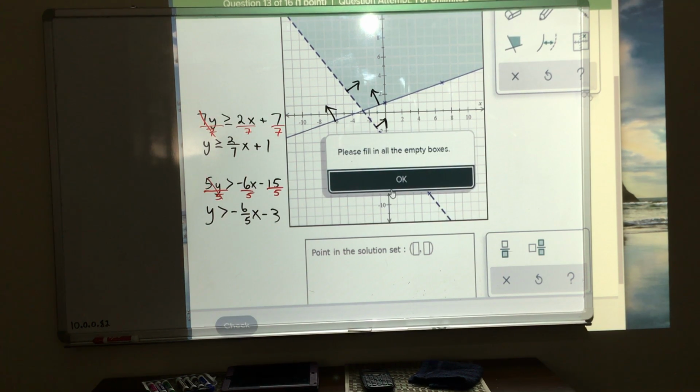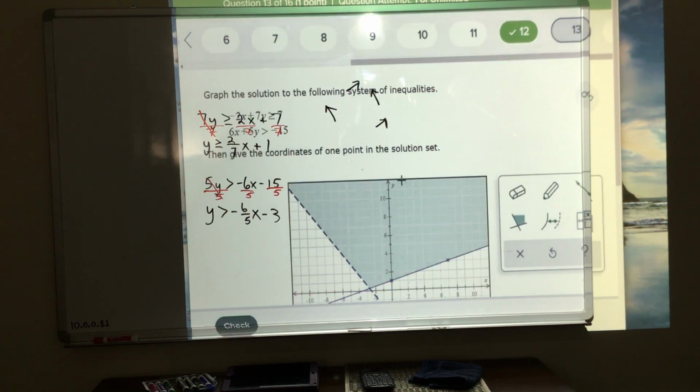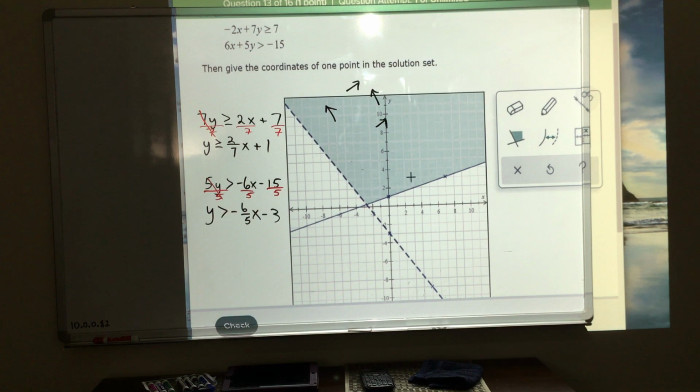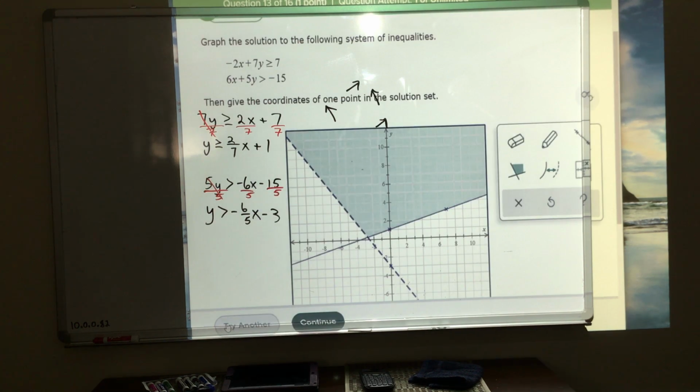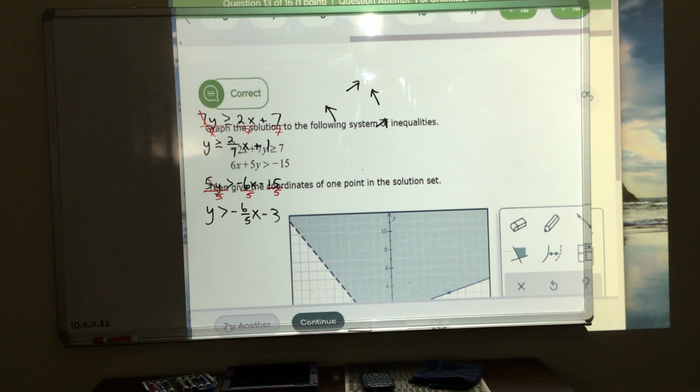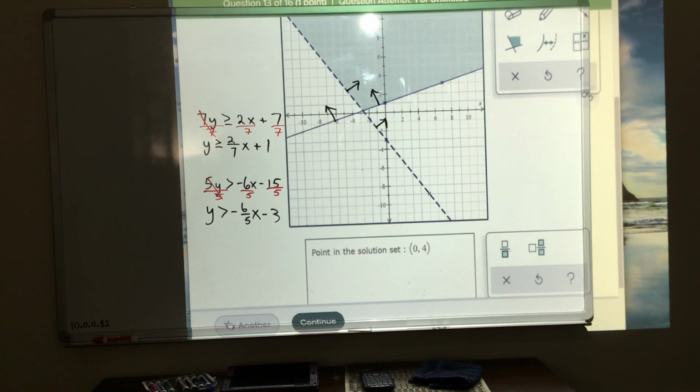Please fill in the empty. Oh! Point in the solution set. Then give the coordinates of one point. Okay, so any point that's in this side that's shaded. So I'm going to say 0, 4. That's in that side. 0, 4. Correct. See, this one asked for a point in the shaded area.